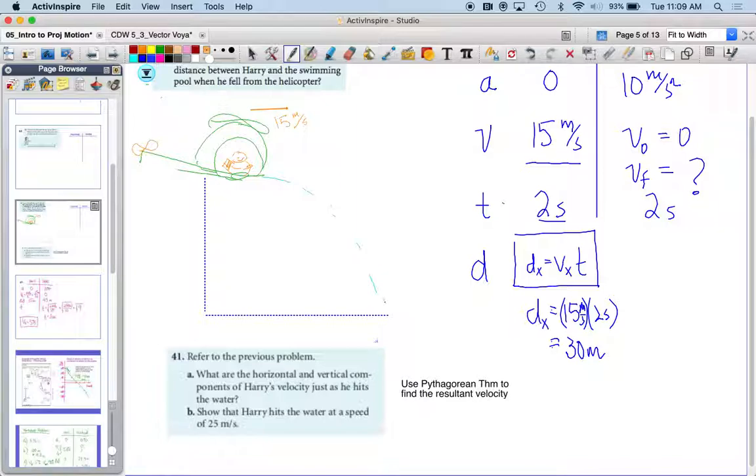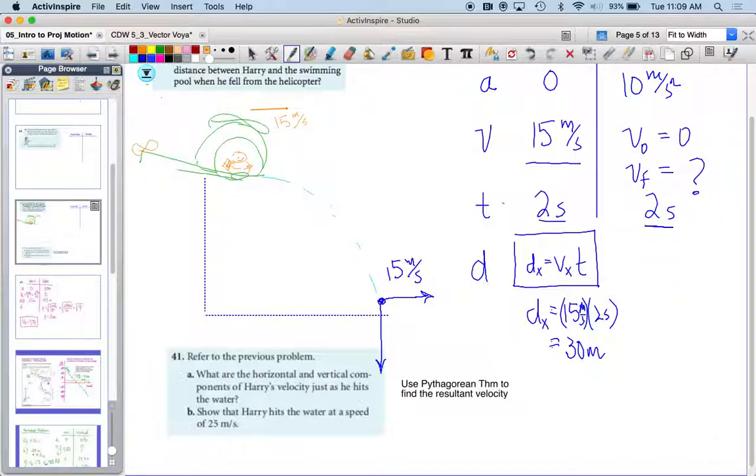So if I were to draw how fast he's going on this figure I've got, I know that he's going 15 meters per second this way in the horizontal direction, and we need to figure out how fast he's going vertically. Well, if he accelerates at 10 meters per second every second and he falls for 2 seconds, how can I figure out how fast he's gone? How fast is he going right before he lands?